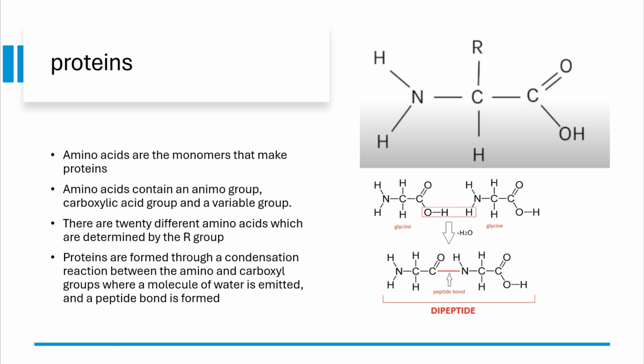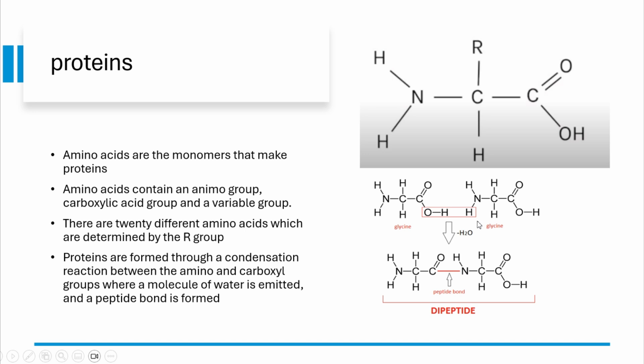Amino acids are monomers that make proteins. Amino acids contain an amino group, a carboxylic acid group, and a variable region. There are 20 different amino acids which are determined by the R group. Proteins are formed through a condensation reaction between the amino and the carboxyl group, where a molecule of water is emitted.